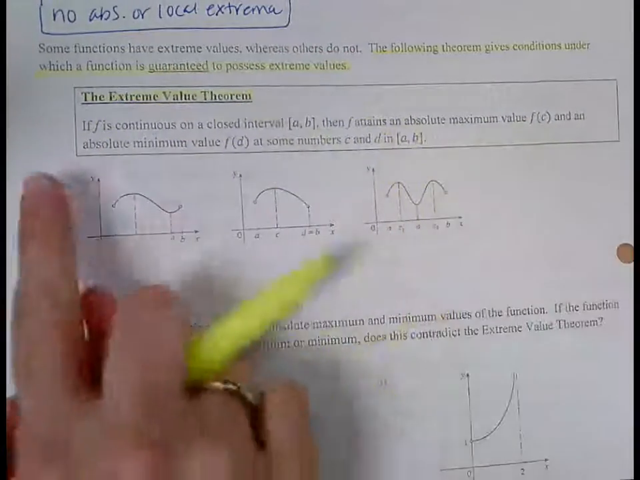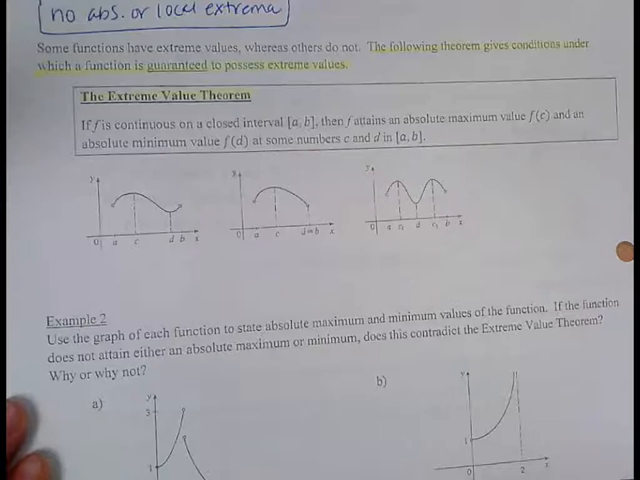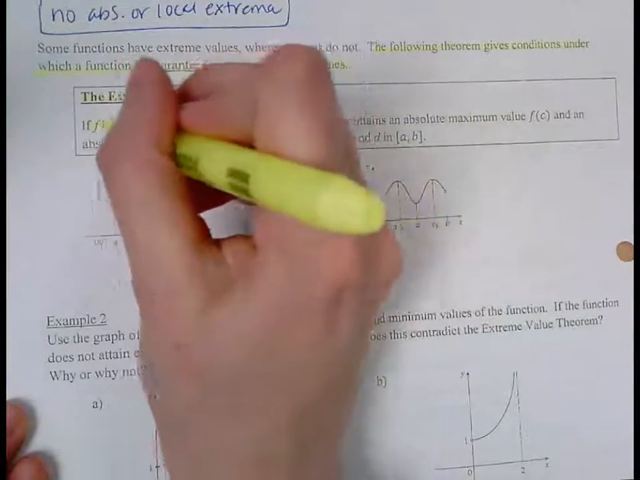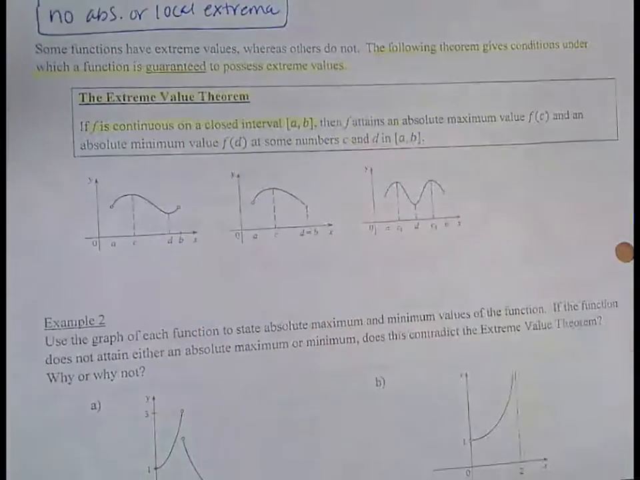So pay attention to the conditions of that theorem. In order for it to possess an absolute max and an absolute min, f has to be continuous on a closed interval from a to b. So for any function, if that is true, then there is an absolute max and an absolute min. It doesn't tell you what it is, but you know that it would exist.